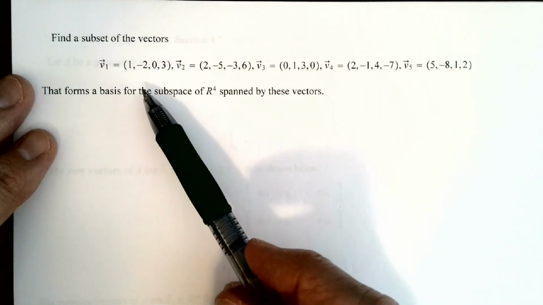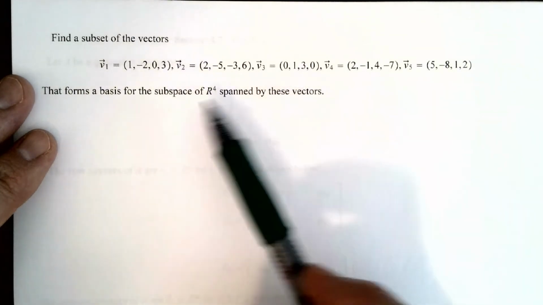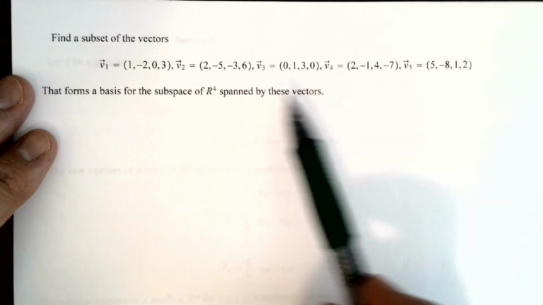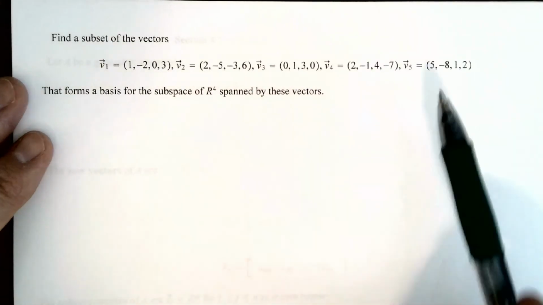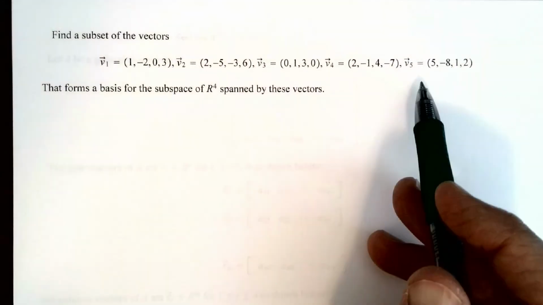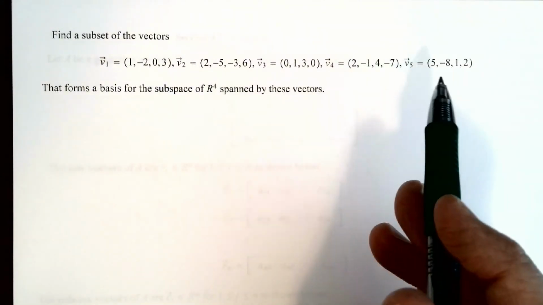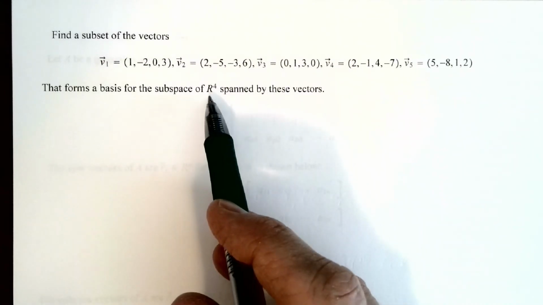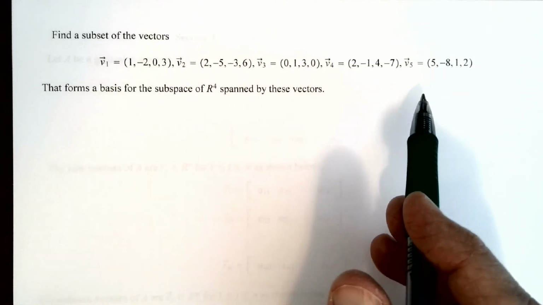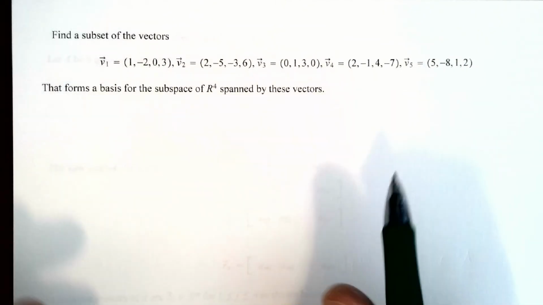So I want to find a subset of these 5 vectors that forms a basis for the subspace that is spanned by these vectors. In other words, if I take any linear combination of these 5 vectors, it will form a subspace of 4 space, right? And I want a basis for that subspace. But again, the basis cannot consist of all 5 vectors because these 5 vectors are linearly dependent, right? Since the dimension of 4 space is 4, any collection of 5 or more vectors will be linearly dependent. So how do we do this?